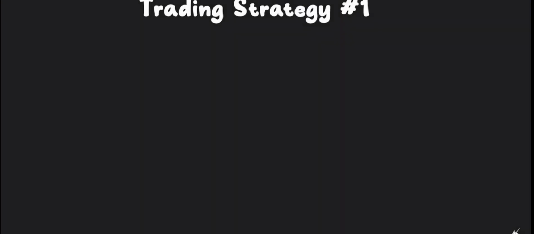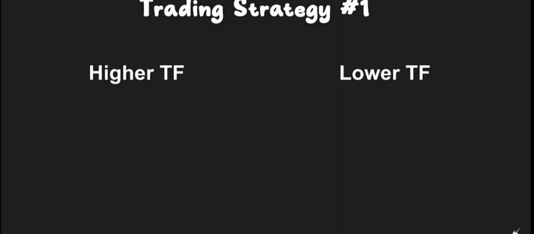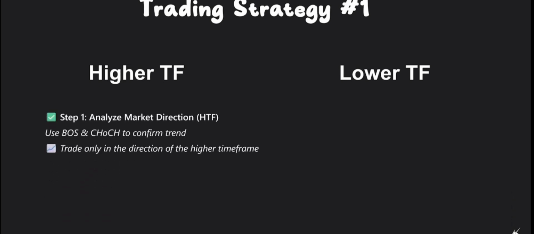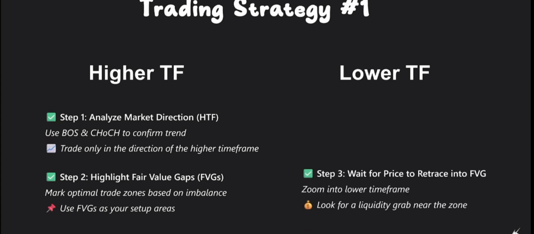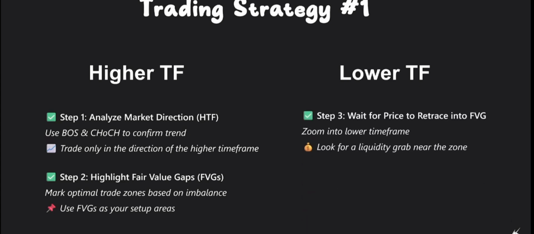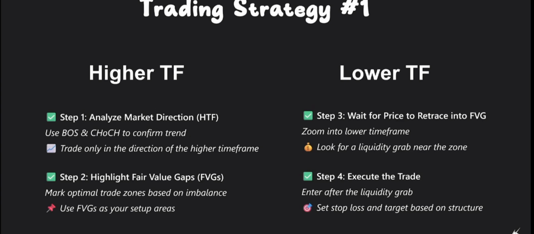In the first trading strategy, we use 2 time frames. On the higher time frame, we analyze market structure to determine the market direction and trade along with the trend. This includes marking breaks of structure and changes in character. Then we highlight the fair value gaps, which serve as our optimal trading zones. Next, we zoom into the lower time frame to find the entry trigger, which is typically a liquidity grab. Once we spot it, we simply enter the trade and set our targets.